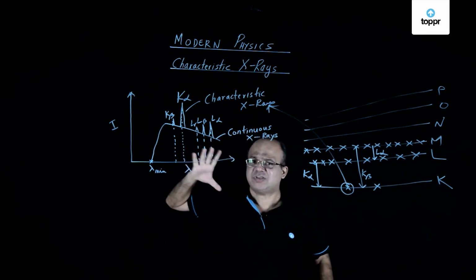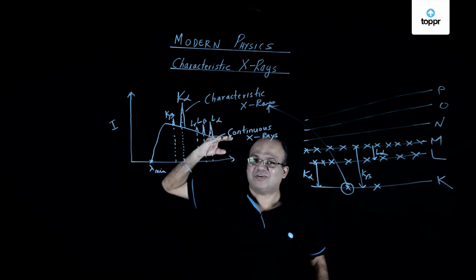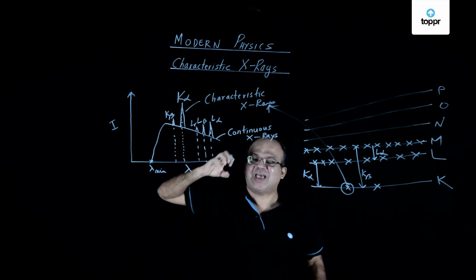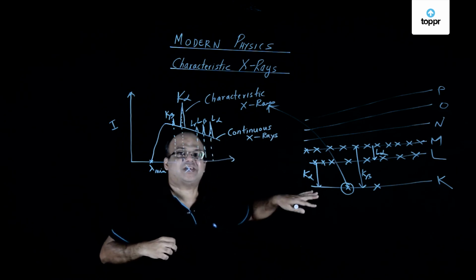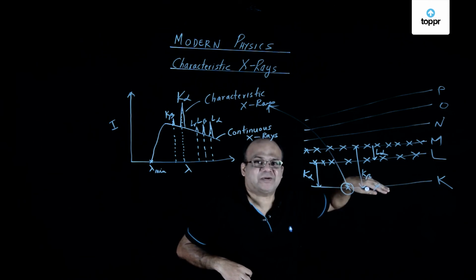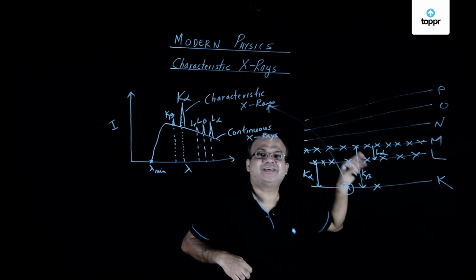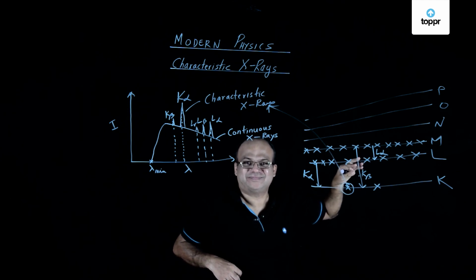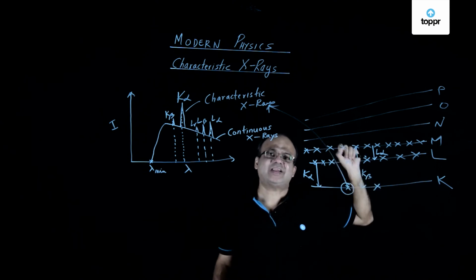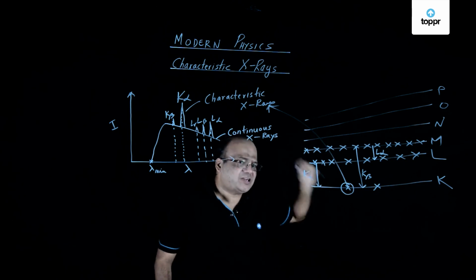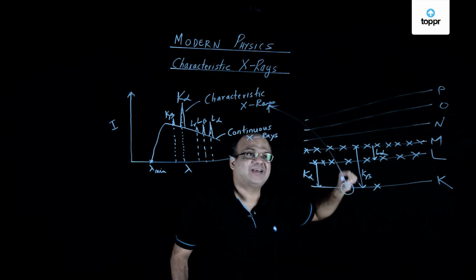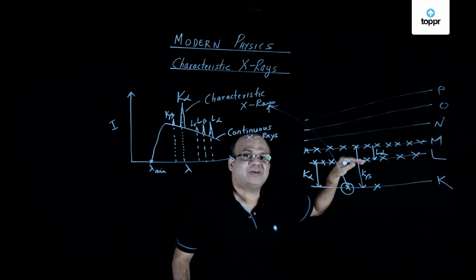So characteristic X-ray emission occurs when an electron jumps in the target atom from a higher energy level to a lower energy level. And while jumping, because a vacancy has been created when a bombarding electron hits this target atom and knocks off an inner electron. Remember, continuous X-rays are produced by deceleration of electrons. Characteristic X-rays are produced when the electrons inside the target atom are jumping from higher energy level to lower energy level.